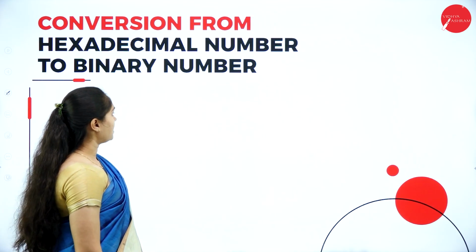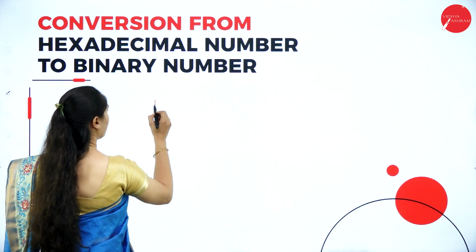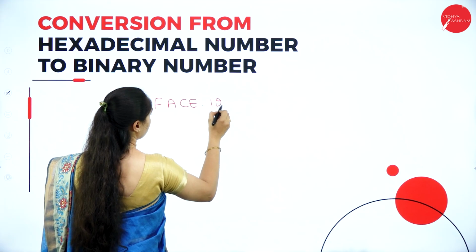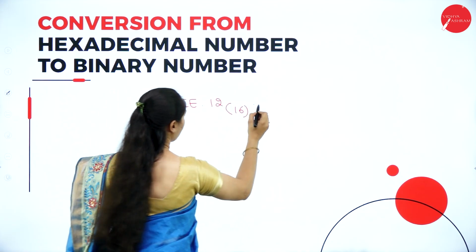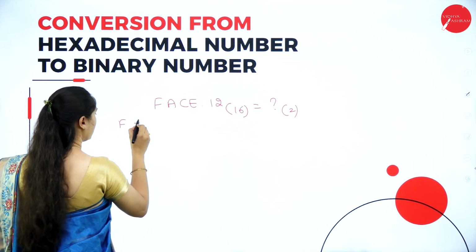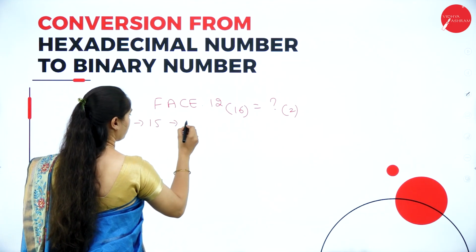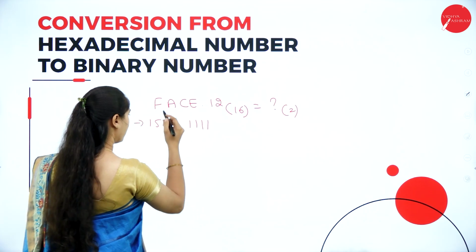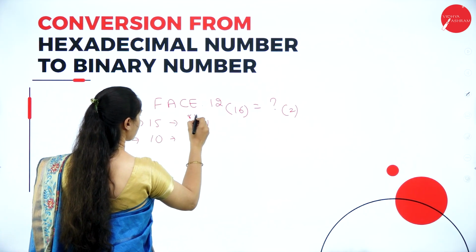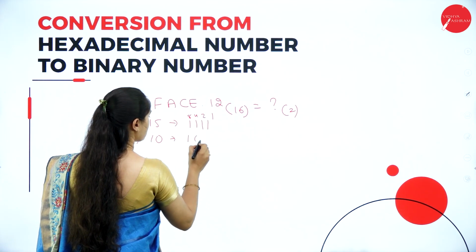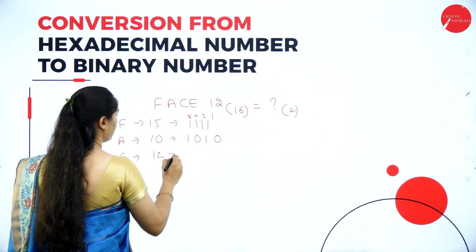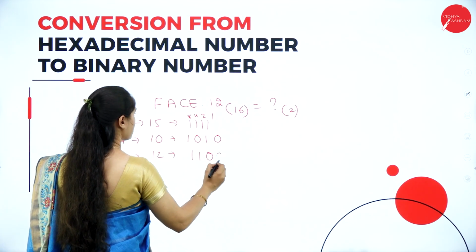Okay, we'll see one more question here. Let me consider F A C E point 1 2, which is of base 16, to be converted into binary. Okay, what is F here? That is 15. If it is 15, it will be 1111, and A is 10. A, 10, in binary is 1010. Then C, that is 12. If it is 12, 1100.